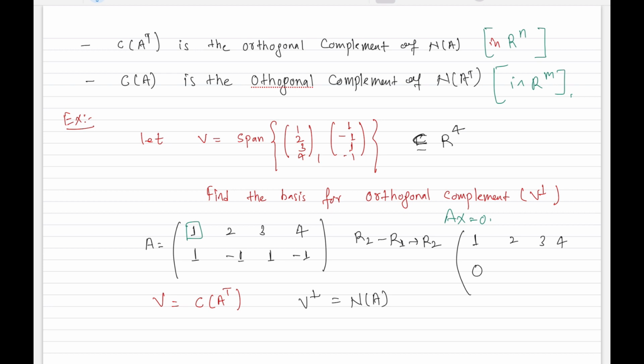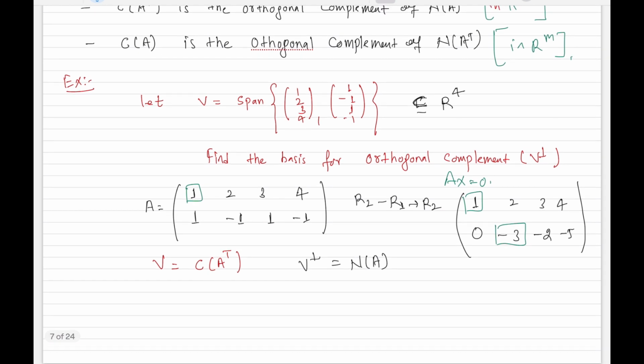So here we will have 0, and now here minus 1, and minus 2 minus 3, 1 minus 3 is minus 2, and minus 1 minus 4 is minus 5, right? So now we have two pivots, this one and this one. We cannot have more than two pivots, right?